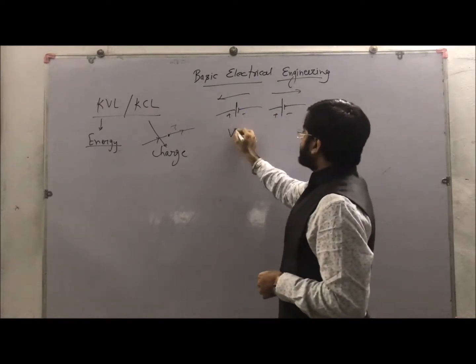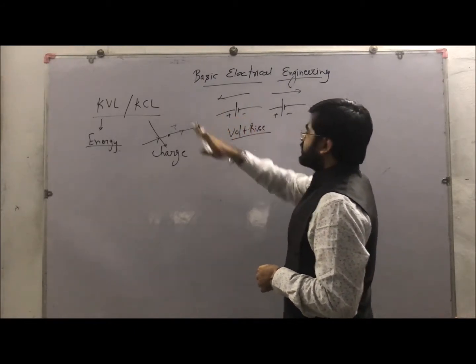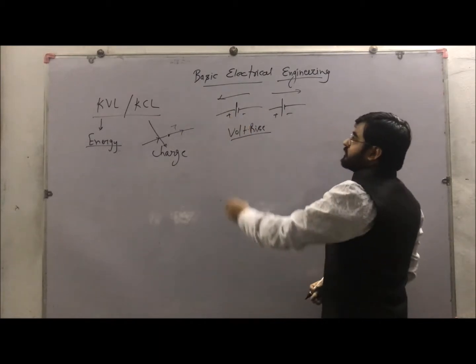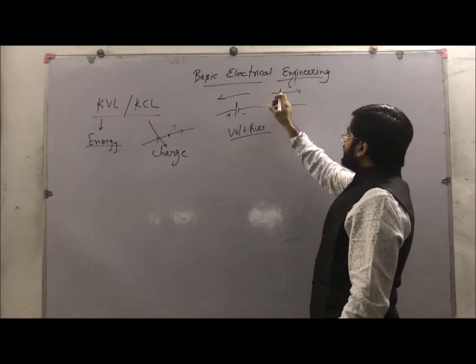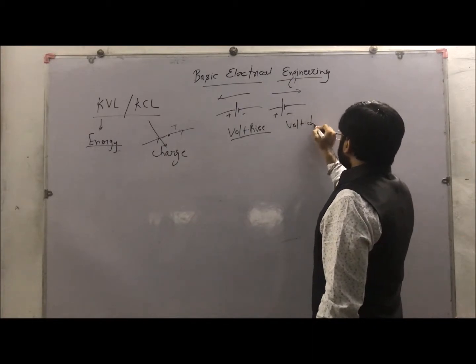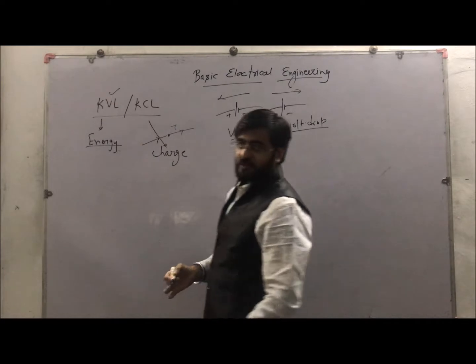So this is voltage rise because the current direction is from negative to positive potential, or we can say that the current is going away from the positive terminal. In this, current is coming towards the positive terminal, so it is voltage drop, which is used for KVL mostly.